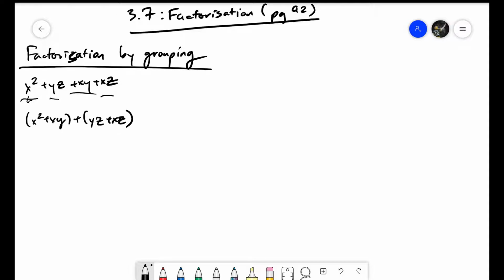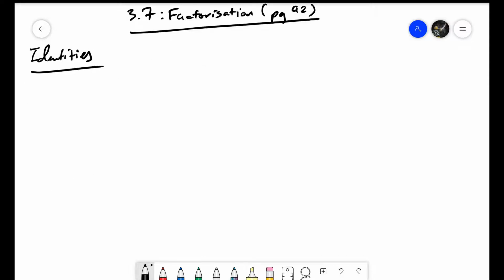Then you can take out a common factor of x from this side, and you can take out a common factor of z from these two terms. So this becomes x times x plus y plus z times x plus y. Then you can take out a common factor of x plus y from both of these two terms. So this would become x plus y times x plus z.